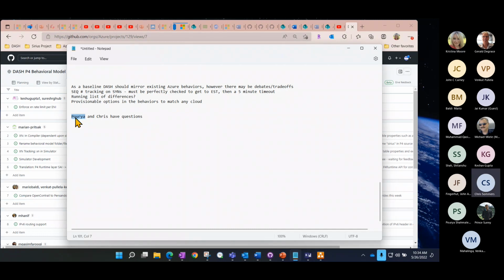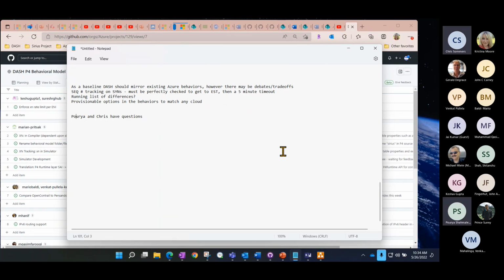Poria's got one next to his hand, so he can go first. If he has something. No, I don't. Okay. Go ahead, Poria. No, I don't have a question. Thank you. Oh, you have your hand raised. Your hand's up. Okay, Chris, go ahead. He's just waving to us. Just being friendly. Stretching.